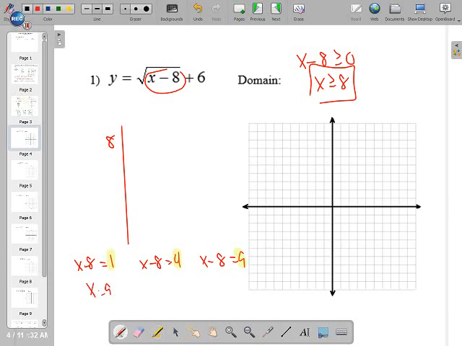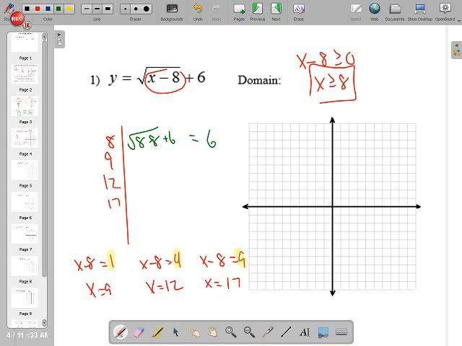So if I solve this equation, I get x equals 9. If I solve this equation, I get x equals 12. If I solve this equation, I get x equals 17. So those are the x's I should use. Now this one's a little trickier. If I plug in 8, I'm going to do the square root of 8 minus 8, plus 6. So 8 minus 8 is 0, the square root of 0 is 0, and 0 plus 6 is 6.